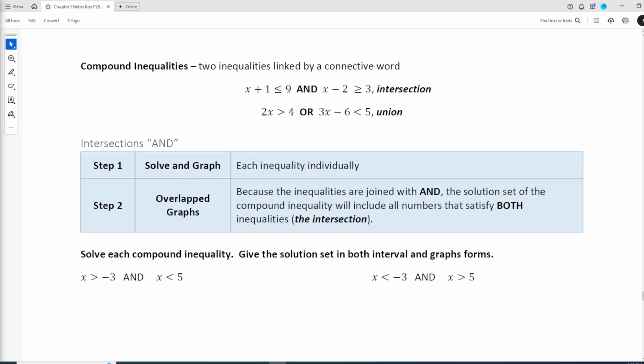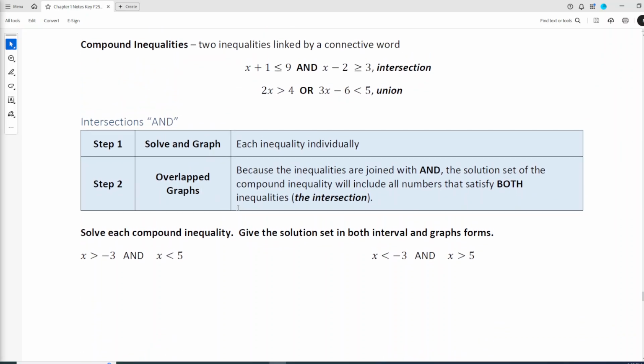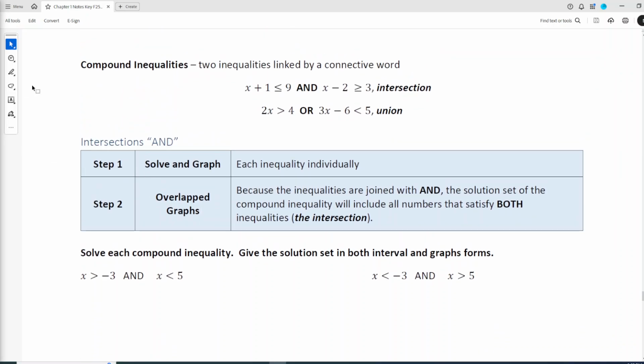The transition is to now go from the intersection and union of sets to the intersection and union of compound inequalities, meaning we're going to have two inequality statements like x + 1 ≤ 9 and x - 2 ≥ 3. So we'll know this is an intersection because of the word "and."